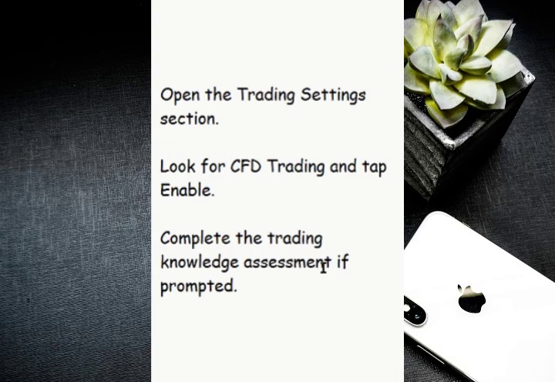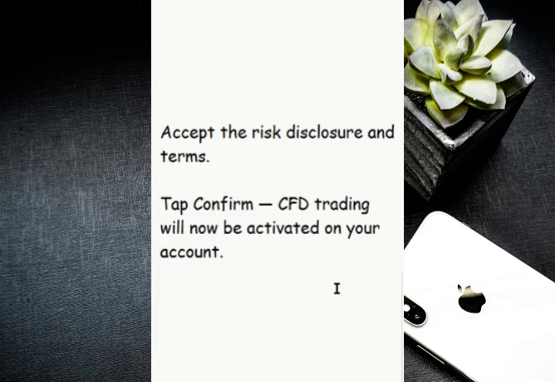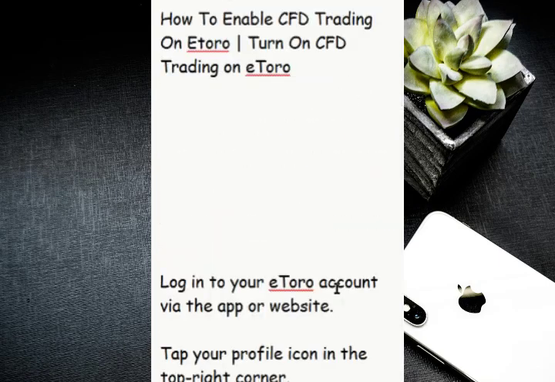Complete the trading knowledge assessment if prompted and accept the risk disclosure and the terms. Then once you're done with that, tap confirm and CFD trading will now be activated on your account. And that's how you can easily enable CFD trading on eToro.